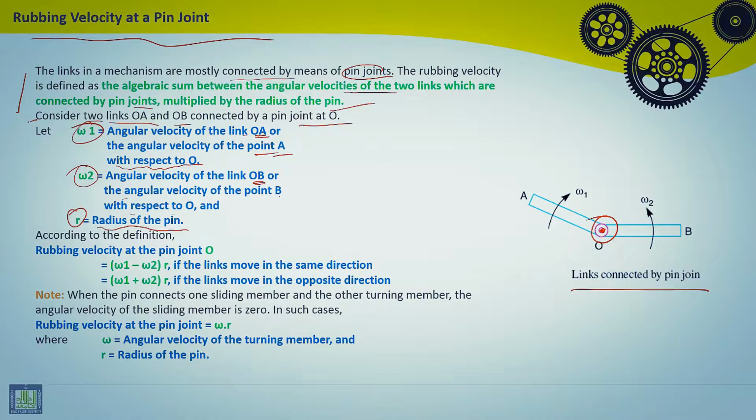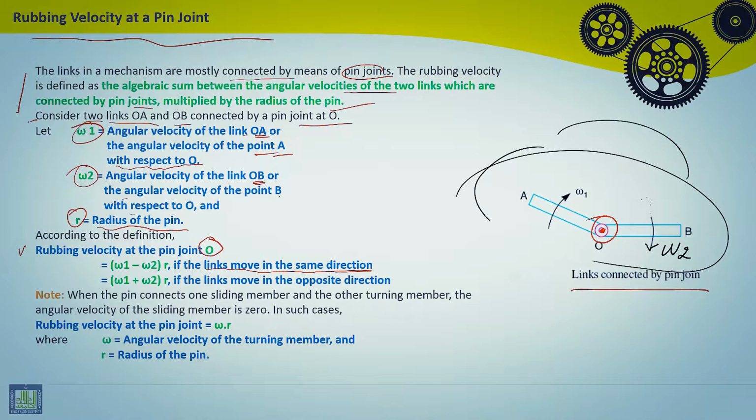According to the definition, wrapping velocity at the pin joint O, it is equal to what? Two cases are there. If the links move in the same direction, and it is the case here, this is omega 1, omega 2, moves in the same direction, both OA and OB. Here, the wrapping velocity is equal to omega 1 minus omega 2 multiplied by R.